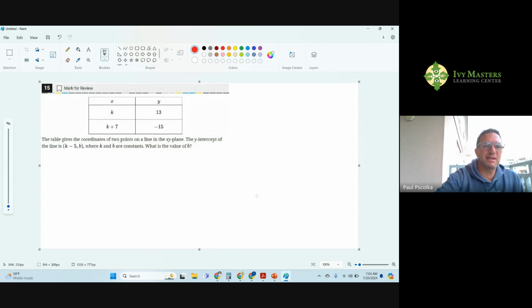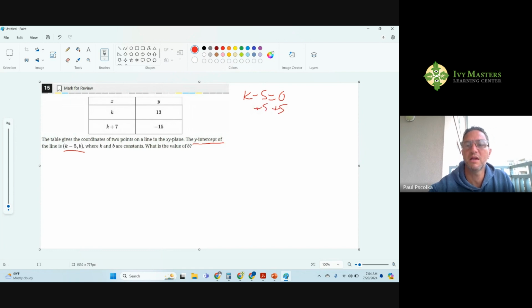So this right here is important, and it's telling you it's the y-intercept. You've got to keep in mind that at the y-intercept, x equals 0. So what's your x here? It's k minus 5. So if k minus 5 equals 0, just add 5 to both sides, and you get that k equals 5.